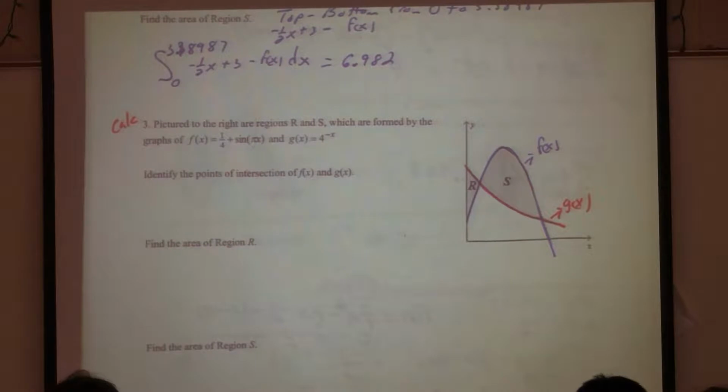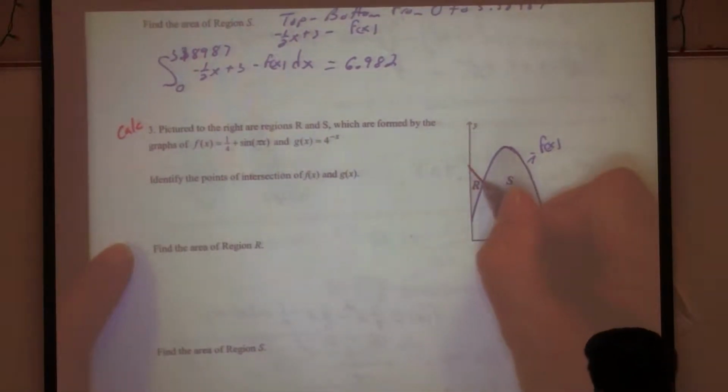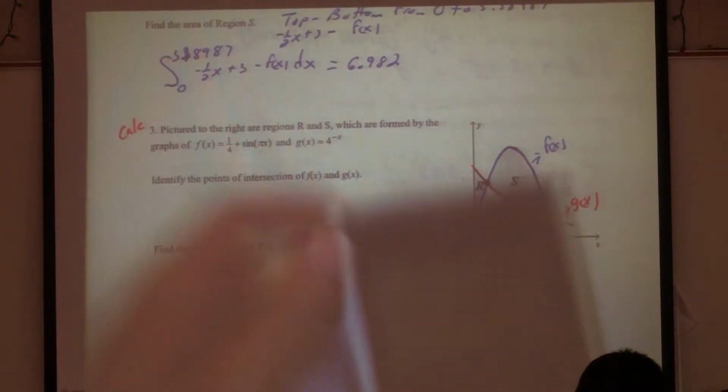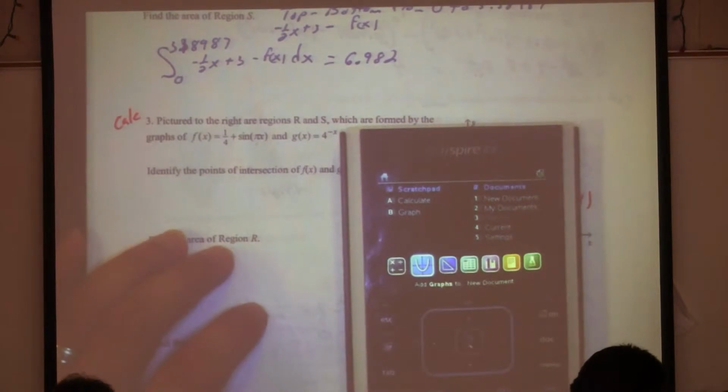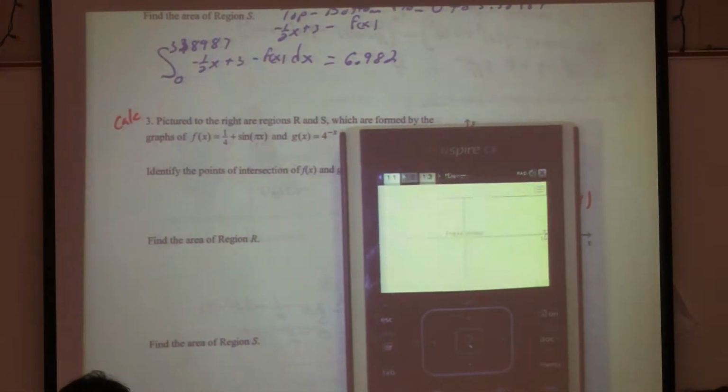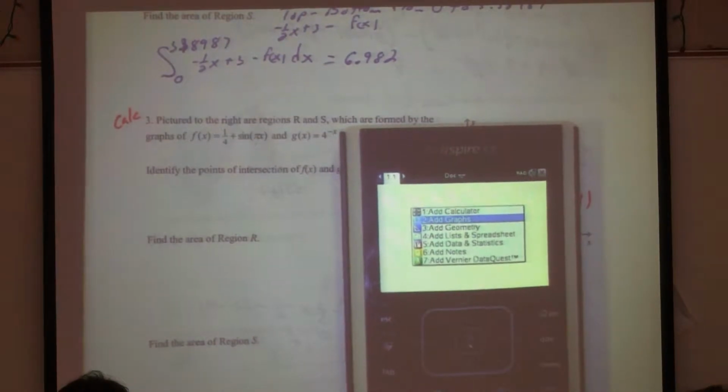So the first one says, identify the points of intersection. So we're trying to find this point right here, and this point, right? So let's graph them. What I'm going to do is press Control-N, so I can open up a new document and not be messing around with anything else. And remember not to save.